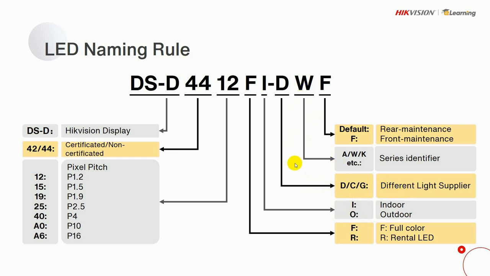And then W here, this position is actually for the series identifier. And at last will be F, which means this is a front maintenance product. If there is nothing here, this is a rear maintenance product.